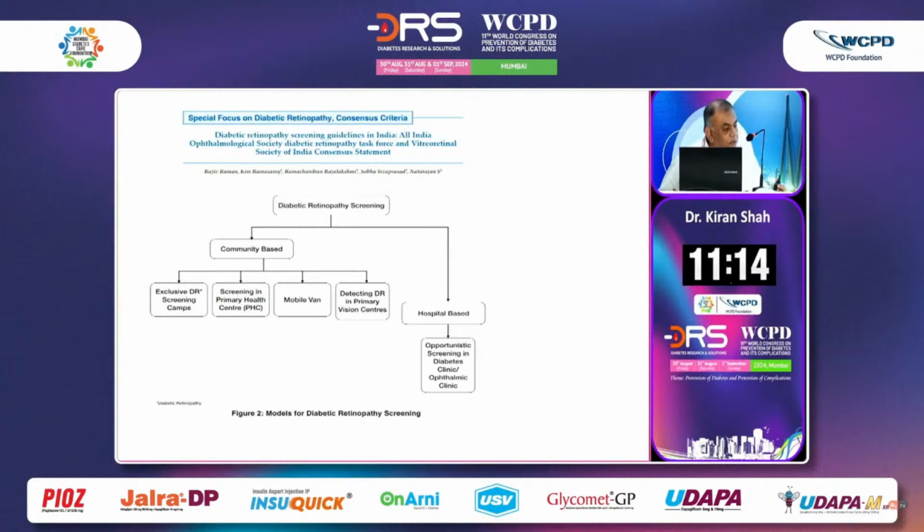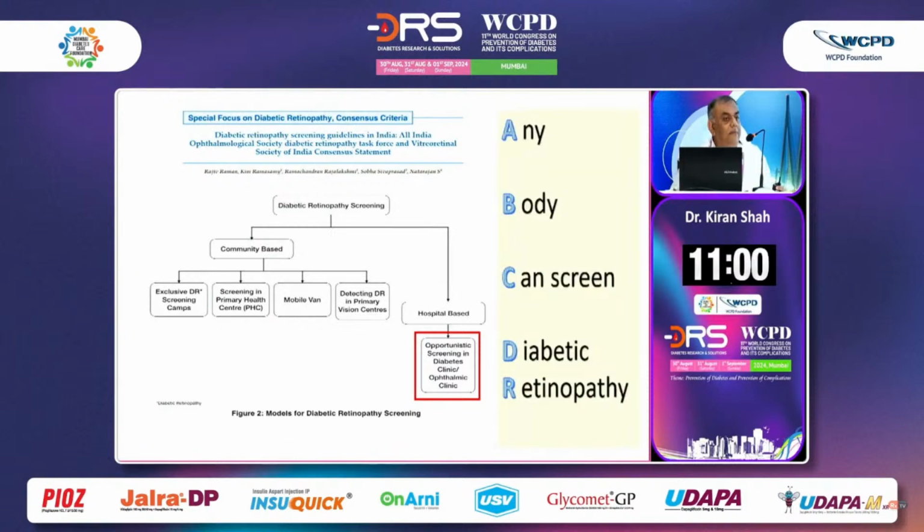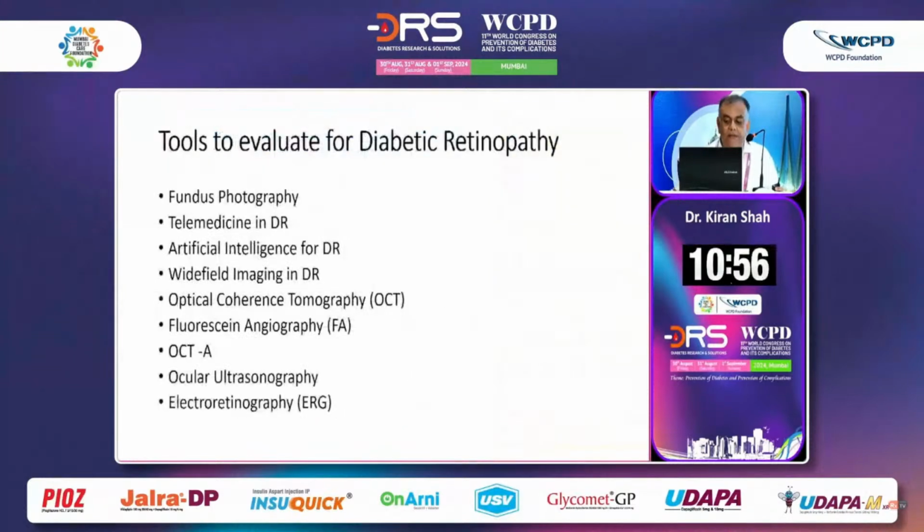If I look into the various guidelines related to models for screening of diabetic retinopathy, what is important is that we can screen diabetic retinopathy at our own clinics. Whether it's primary care or a mobile van, anybody can screen for diabetic retinopathy. Every individual present here can screen for diabetic retinopathy. And these are the tools to evaluate for diabetic retinopathy, but I will highlight a few of them and limit myself to a couple of slides.